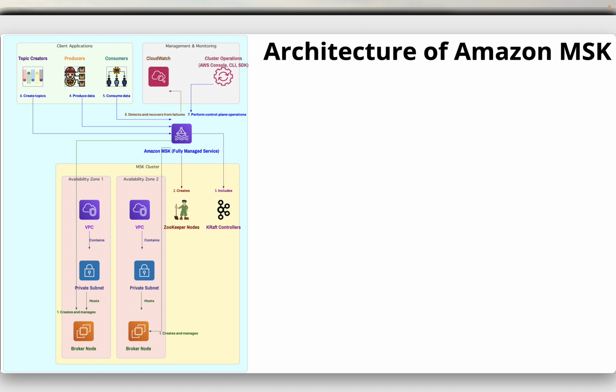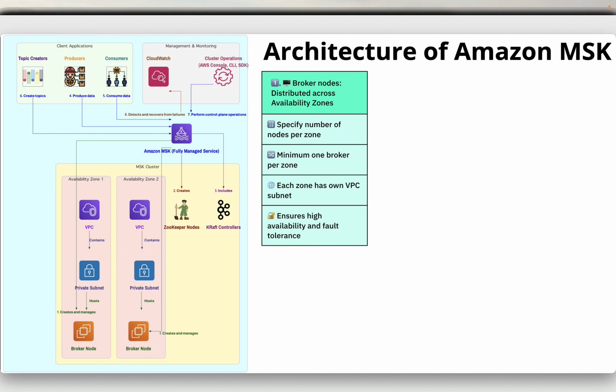Architecture of Amazon MSK. When creating an Amazon MSK cluster, you specify the number of broker nodes for each availability zone with a minimum of one broker per zone. Each availability zone has its own virtual private cloud (VPC) subnet, ensuring high availability and fault tolerance.